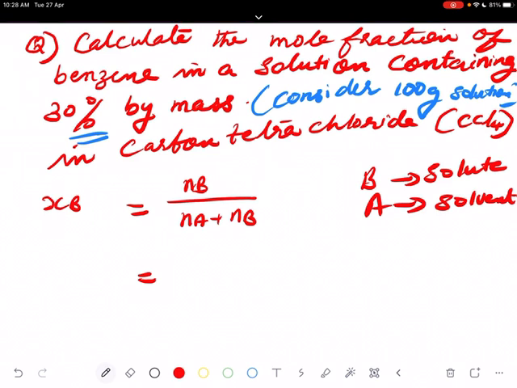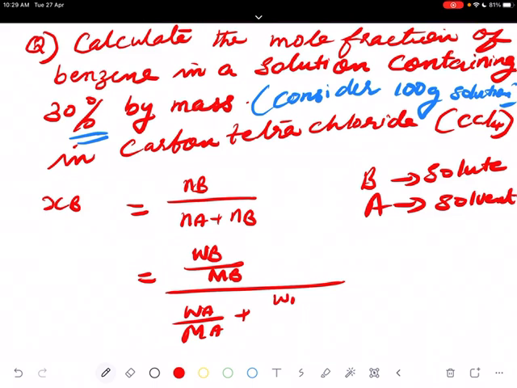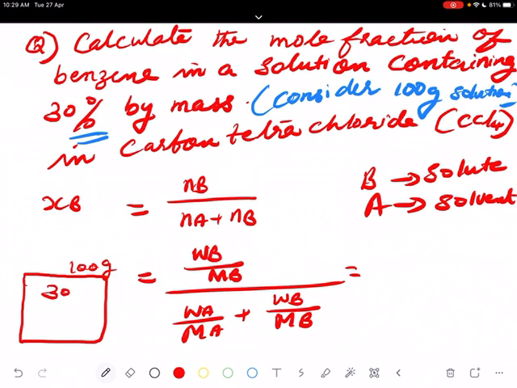What is Nb? Nb is Wb upon Mb whole divided by Wa upon Ma plus Wb upon Mb. Wb is the mass of the solute. See, we have a solution of 100 gram. In that, 30 gram is solute and 70 gram is solvent. What is the solvent here? CCl4.